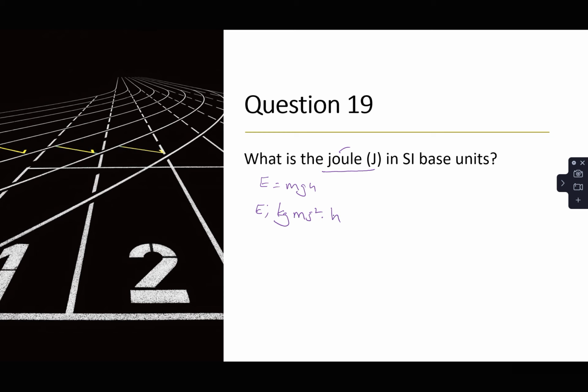Sorry, this will not be h, it is in meters, it is m, because h is a length. So we have to put the m. Then when you simplify, it becomes kilogram meter squared per second squared. So the joule is equivalent to kilogram meter squared per second squared. As simple as that. Okay, next.